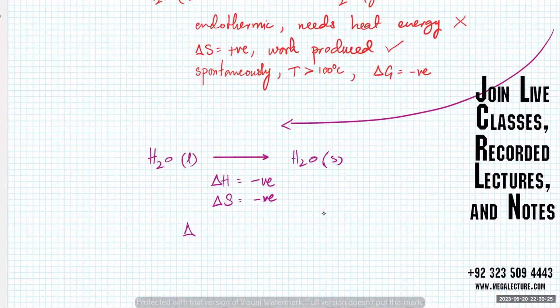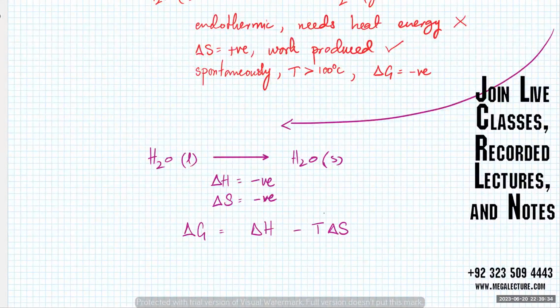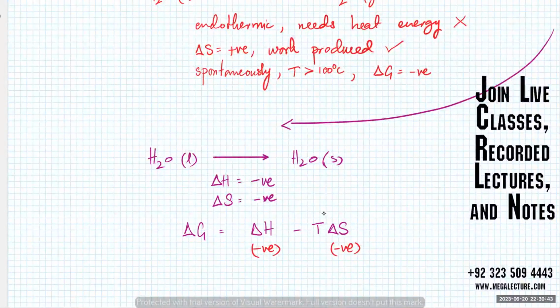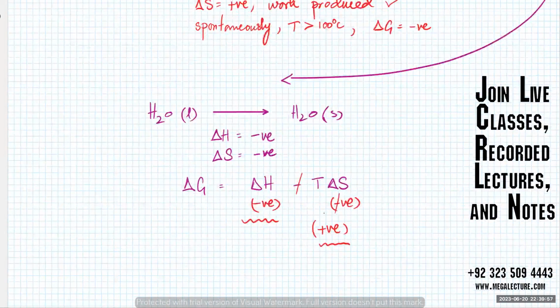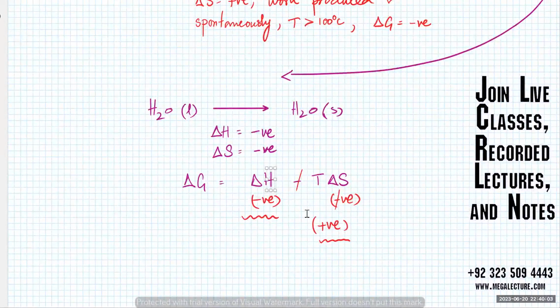So I'm going to plug these values in my delta G, which is delta H minus T delta S. So delta H is already negative and delta S is already negative. So two negatives would actually make a positive. So one of the terms is negative, the other one is positive, right? If I want to make delta G negative, the negative part must be larger and the positive part must be smaller in size.